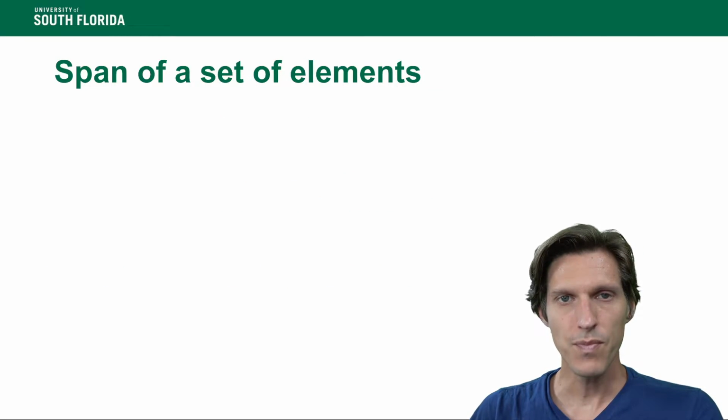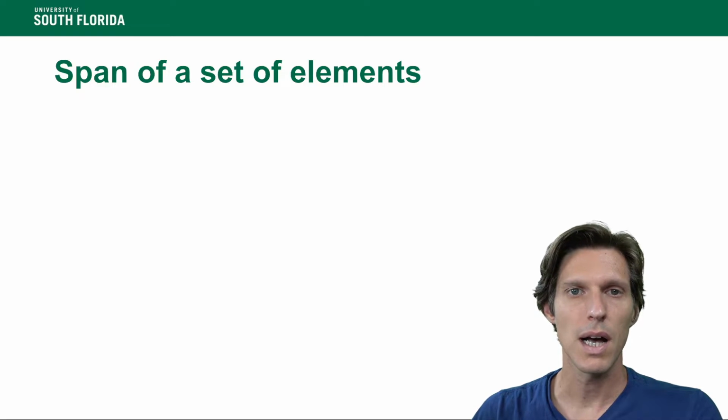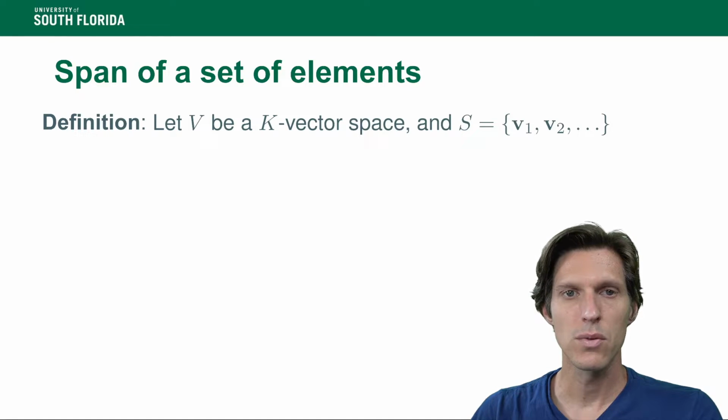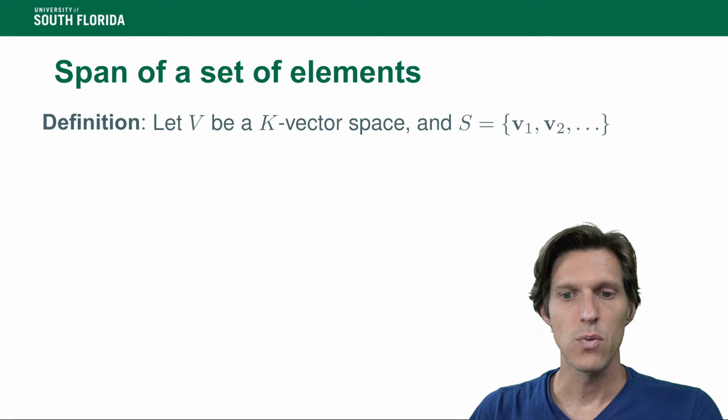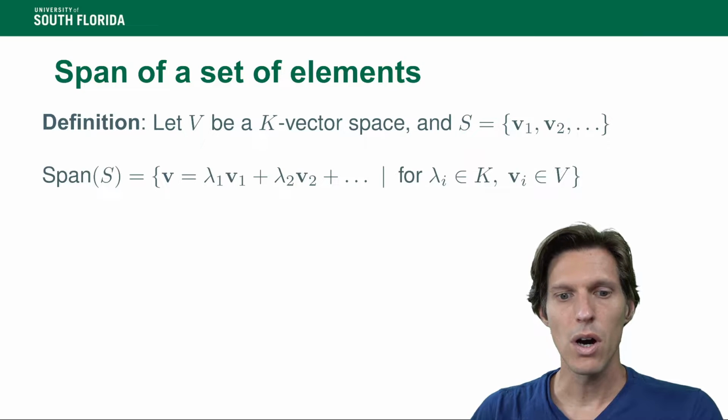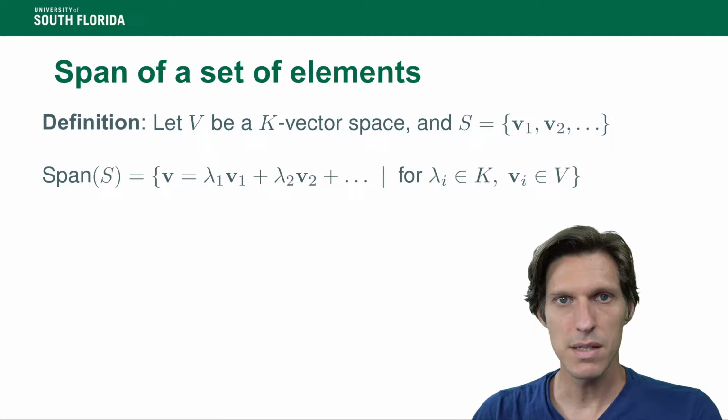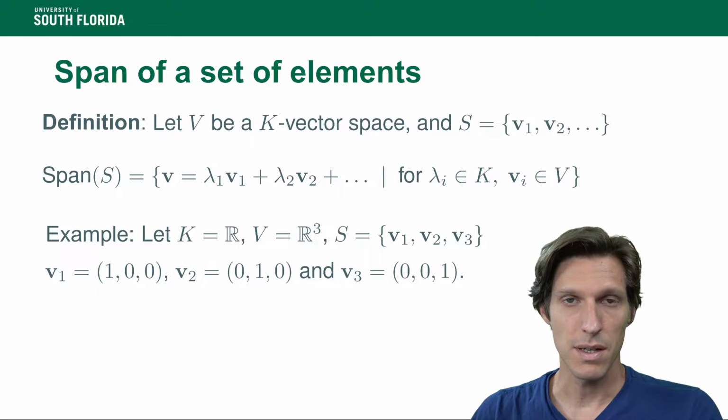And now let's talk about how to generate a vector space. In particular, we need the notion of the span of a set of elements. So we assume that we have a vector space V over a field K, and a family of elements, a set S of elements of V. We call span of S all the potential linear combinations of elements in S. And that is a vector space inside of V, and it may or may not be V, depending on whether S generates V.